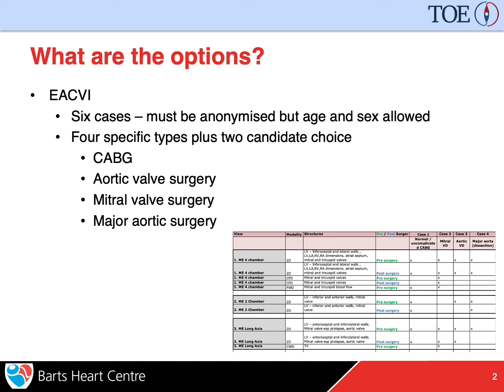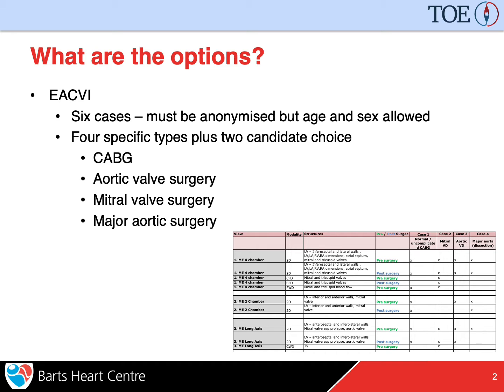So there are two main options. The American logbook doesn't require a submission of any video cases. So essentially, this is really talking about the European and the British. So the EACVI is one of the most popular. It asks for 6 cases. These have to be anonymized, but you are allowed to report age and sex.